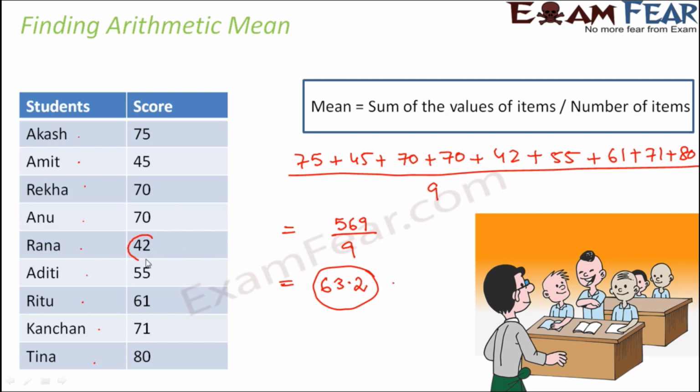Now when you look at this value 63.2, it lies somewhere in between the minimum value and the maximum value. Which is the minimum value here? 42. So 42 is the minimum value, and which is the maximum value? 80 is the maximum value. So when you look at this value, it lies somewhere in between 42 and 80. So it is greater than 42, but it is less than 80.